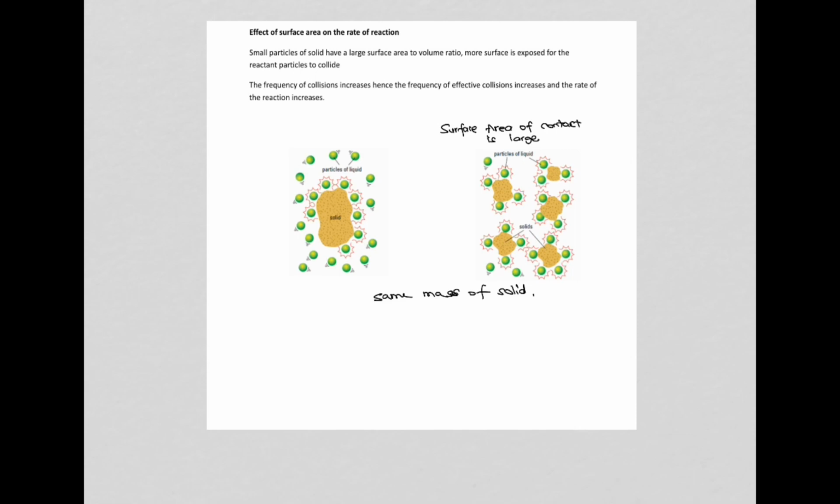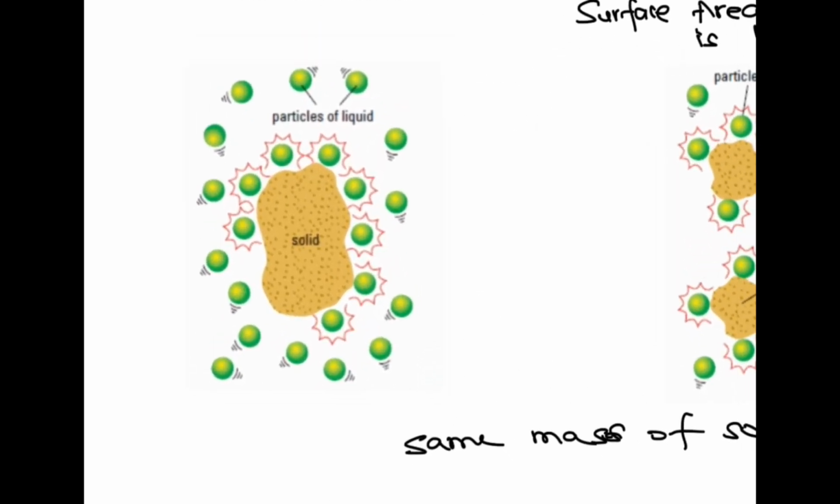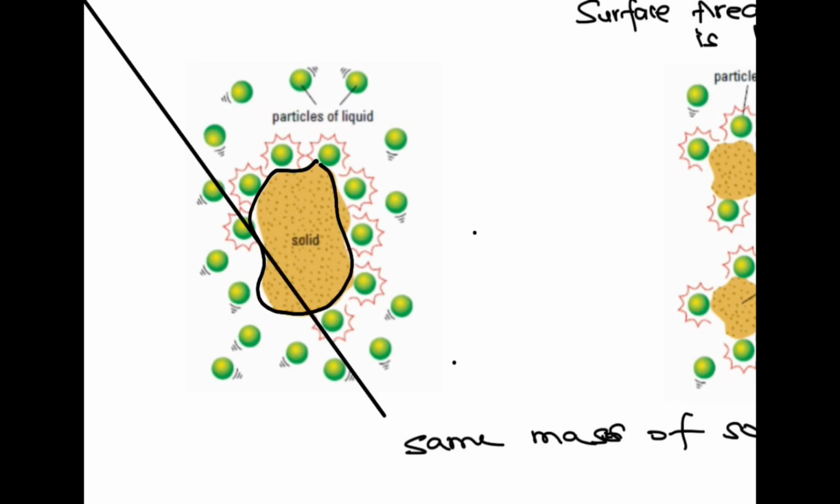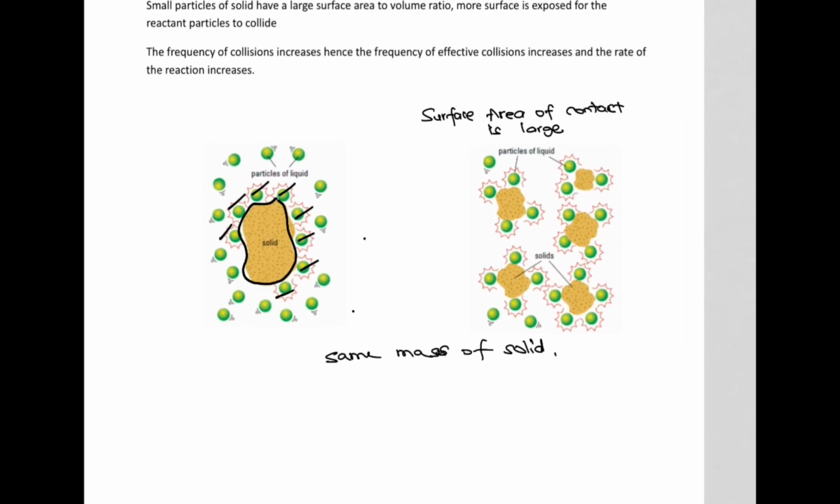Effect of surface area. Here you have a small surface area of contact, which means that you can have 1, 2, 3, 4, 5, 6, 7, 8 collisions. So 8 collisions in comparison to here where you have the same mass of the solid, but if you look at the number of collisions, you have 15 collisions happening. So 15 collisions mean increased number of collisions, increased number of successful collisions.